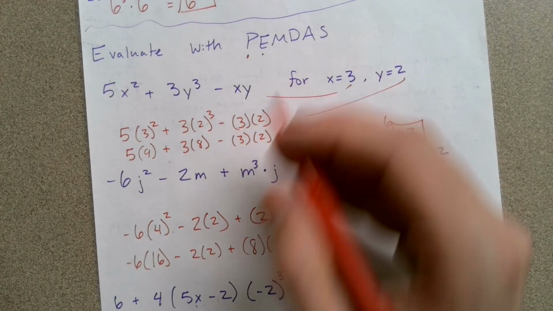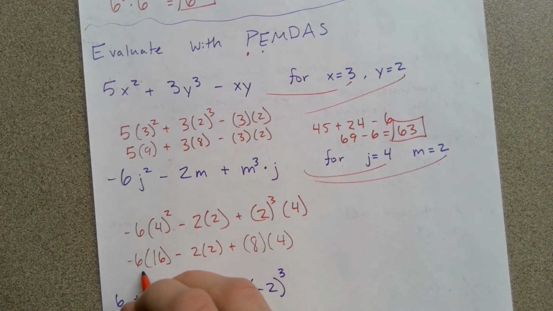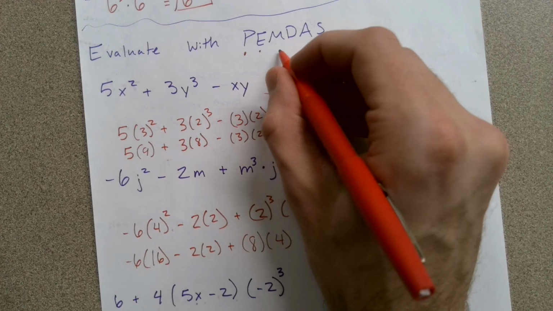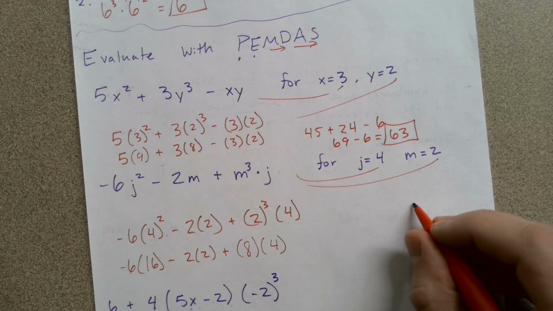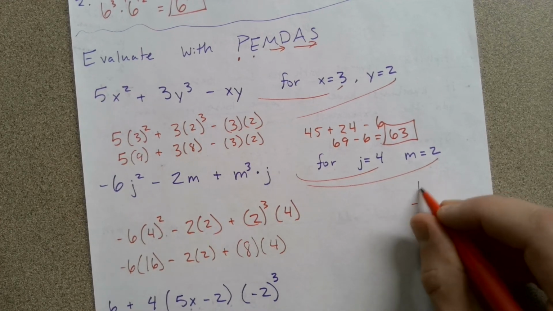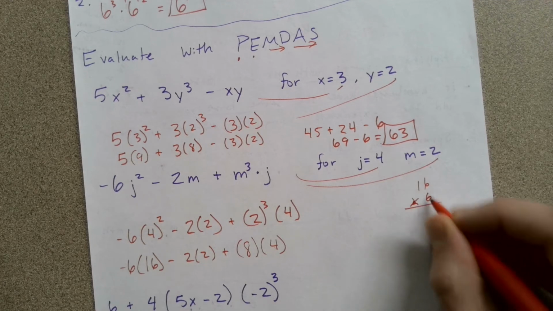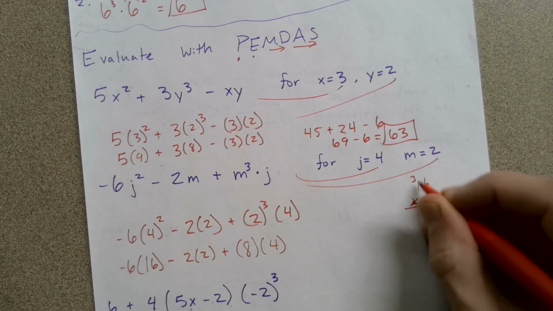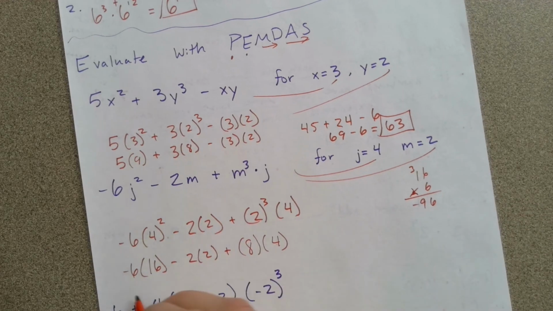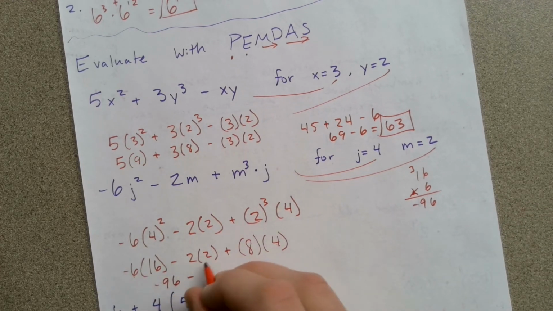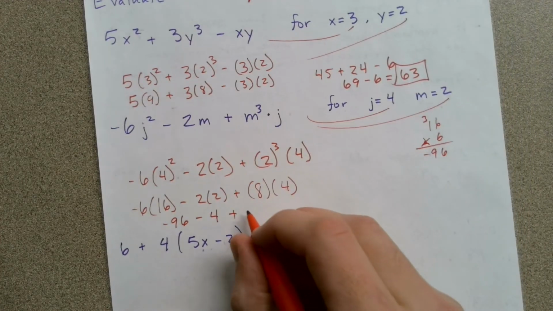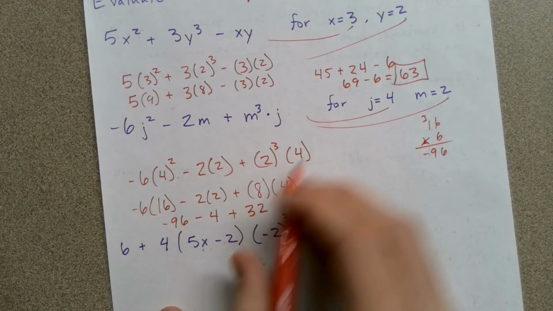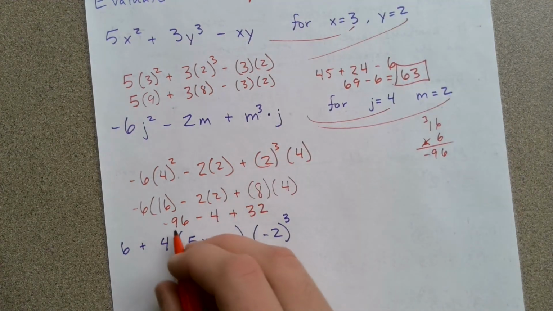Now we're on to our multiplication. Start by 6 times 16. We go from left to right. 6 times 16. Jot that one down. I got a negative 6, so I got to remember it's a negative. 16 times 6. 6, carry that. 96. Negative 96. Negative 96 minus 2 times 2 is 4. Plus 8 times 4 is going to be, let's see here, 32.